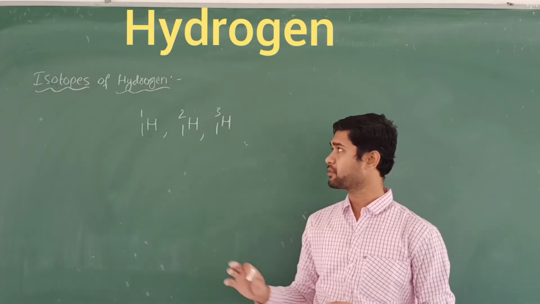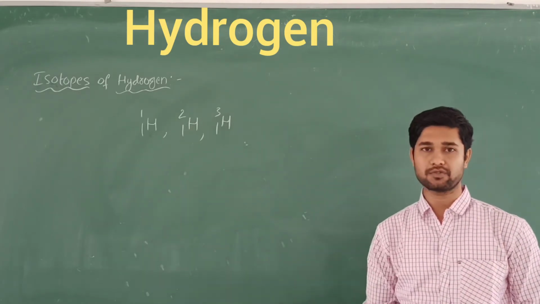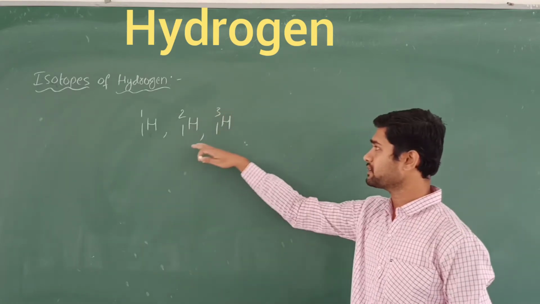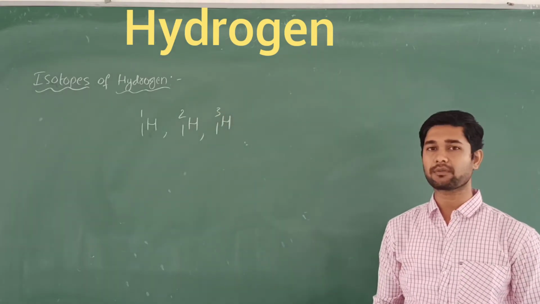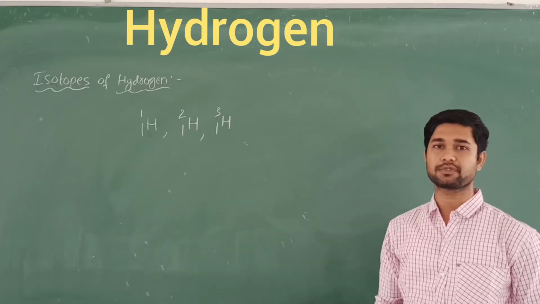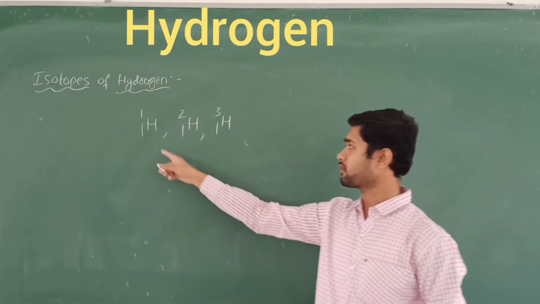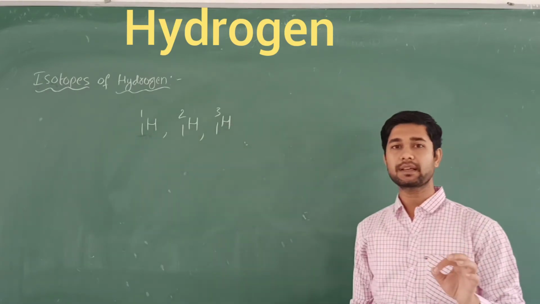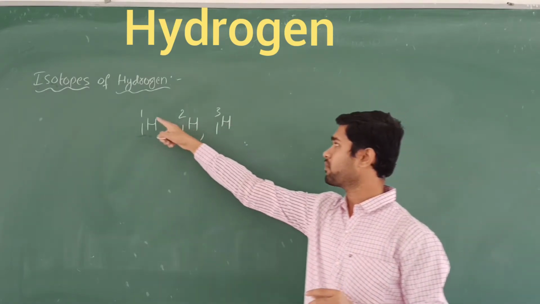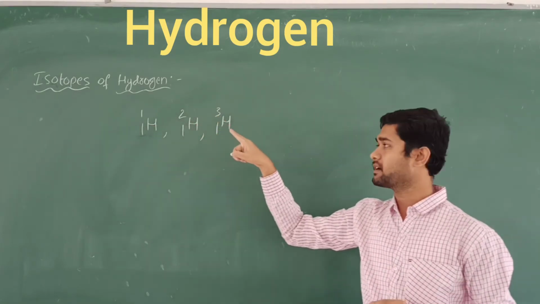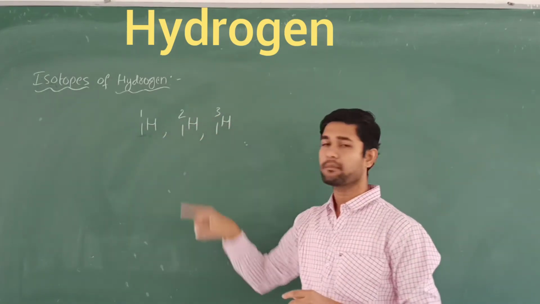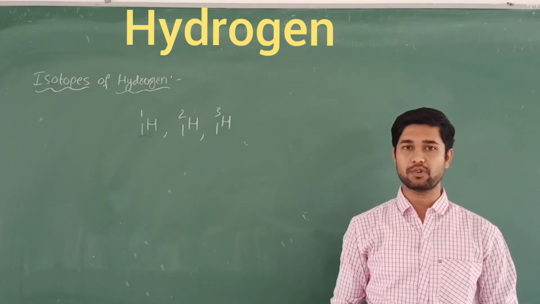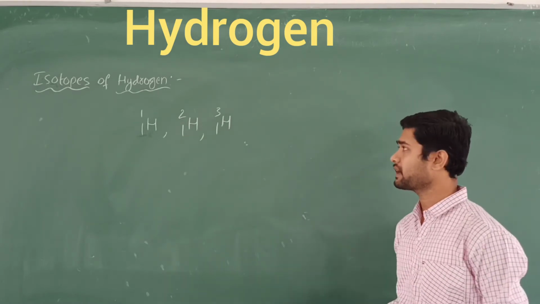And next, we will discuss the isotopes of hydrogen. Before studying this, you should know what isotopes are. Hydrogen is in the form of three types of isotopes. What is common in them? That is the atomic number: atomic number 1, atomic number 1, atomic number 1. Only the mass number differs: 1, 2, 3. They contain the same atomic number but different mass numbers, which we call isotopes. So hydrogen is available in three isotopic forms.